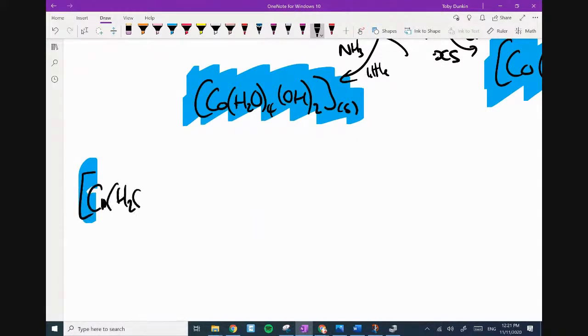But in reality, just to show you the equation: cobalt hexa-aqua, everything starts off at hexa-aqua. It's a 2+, and then it reacts with 2 ammonias. Remember, the 2 is always matched.